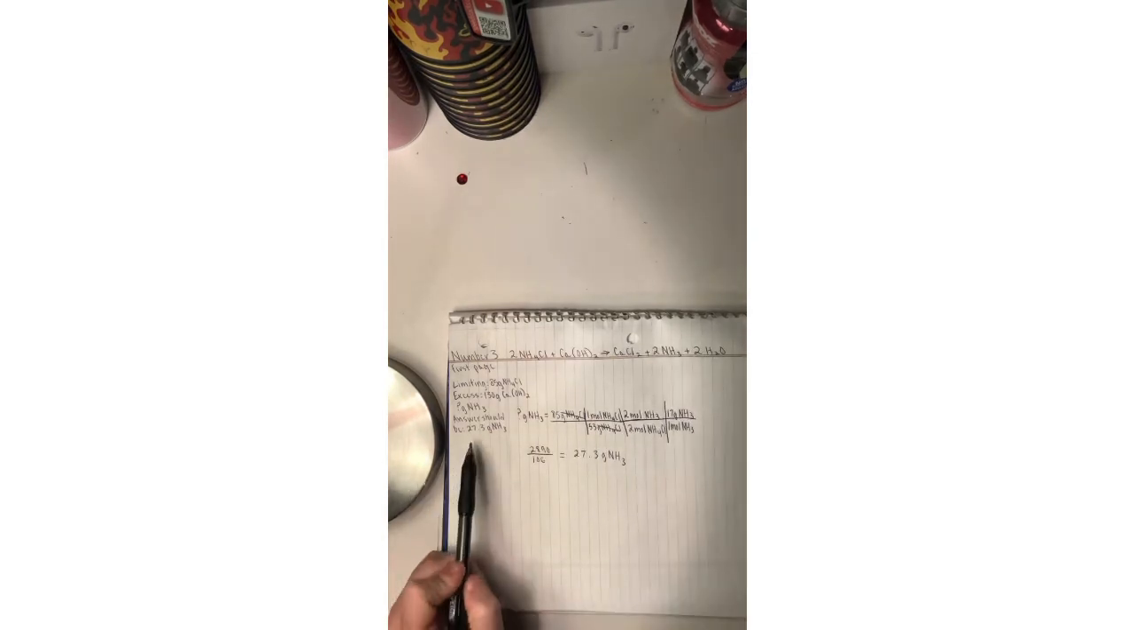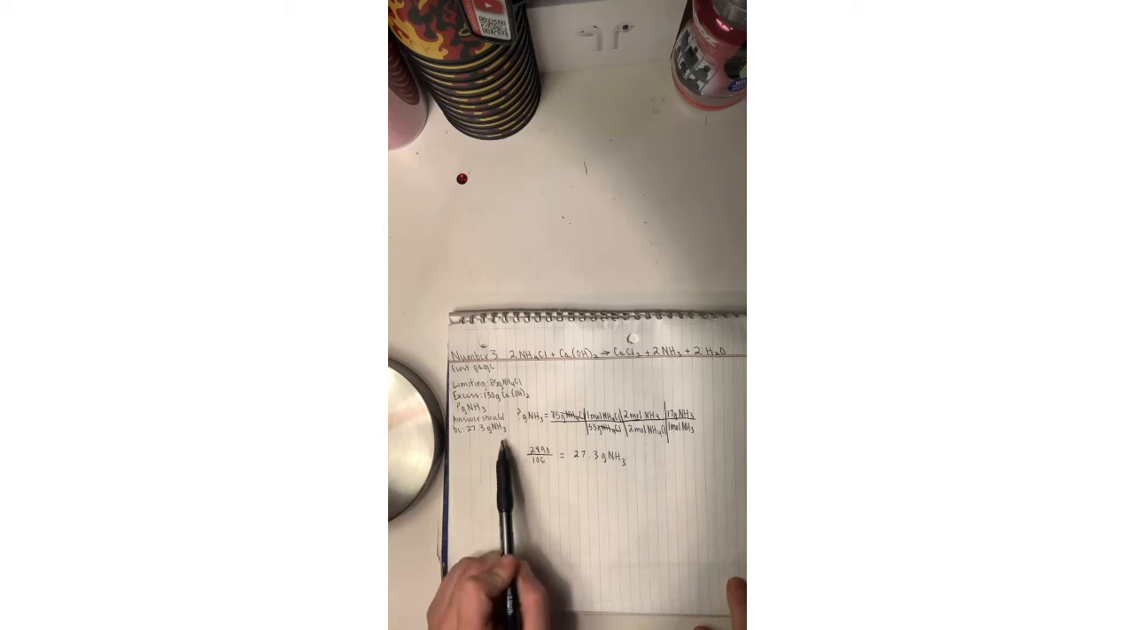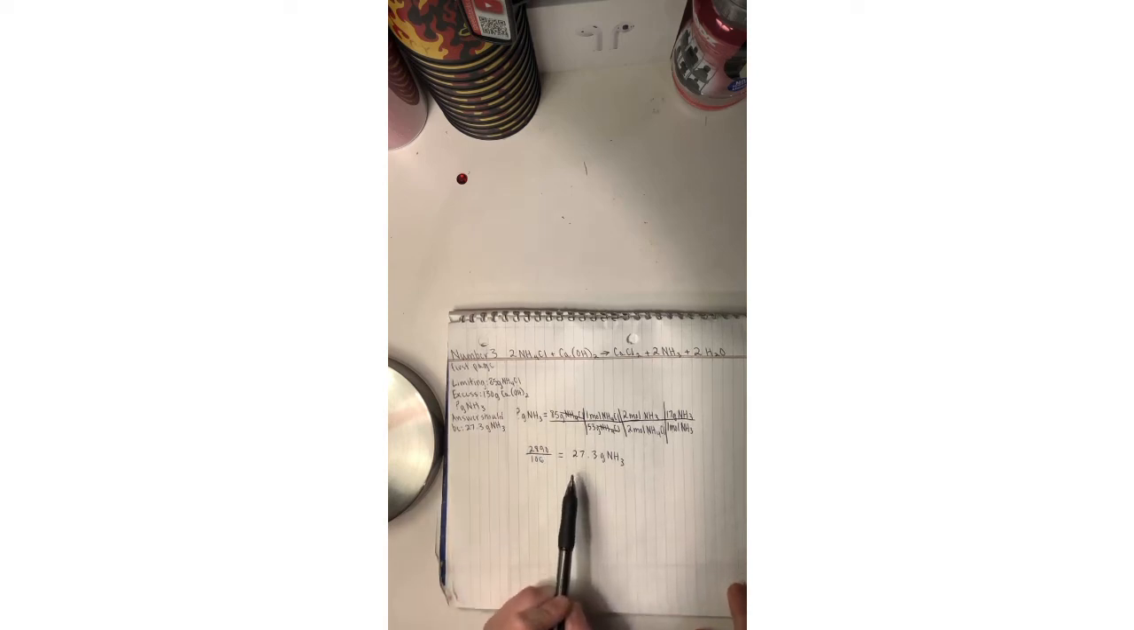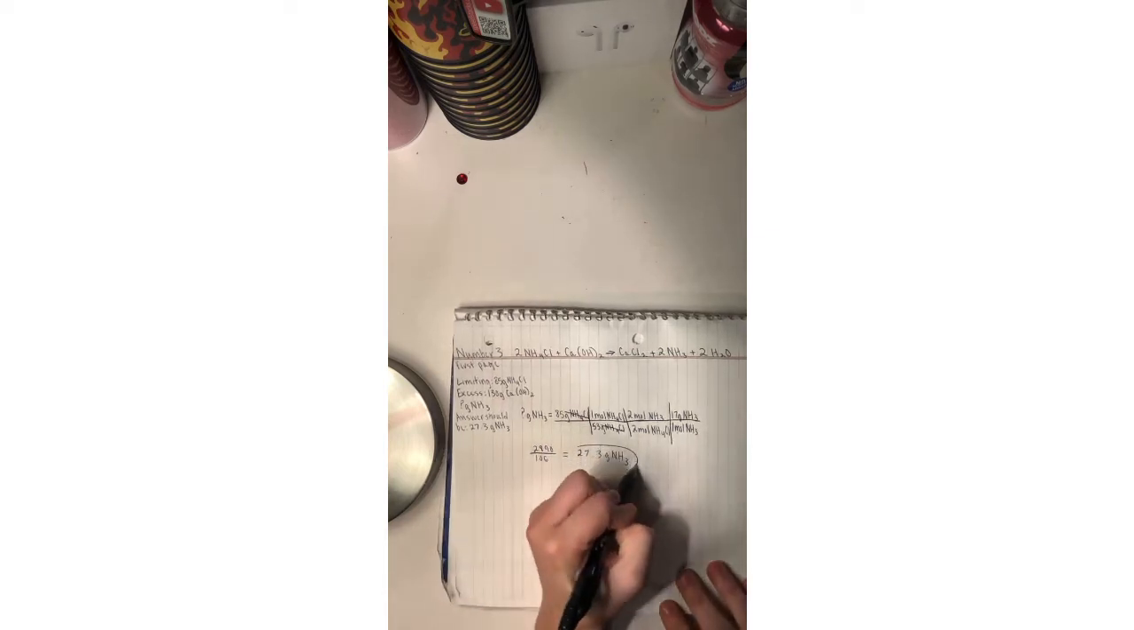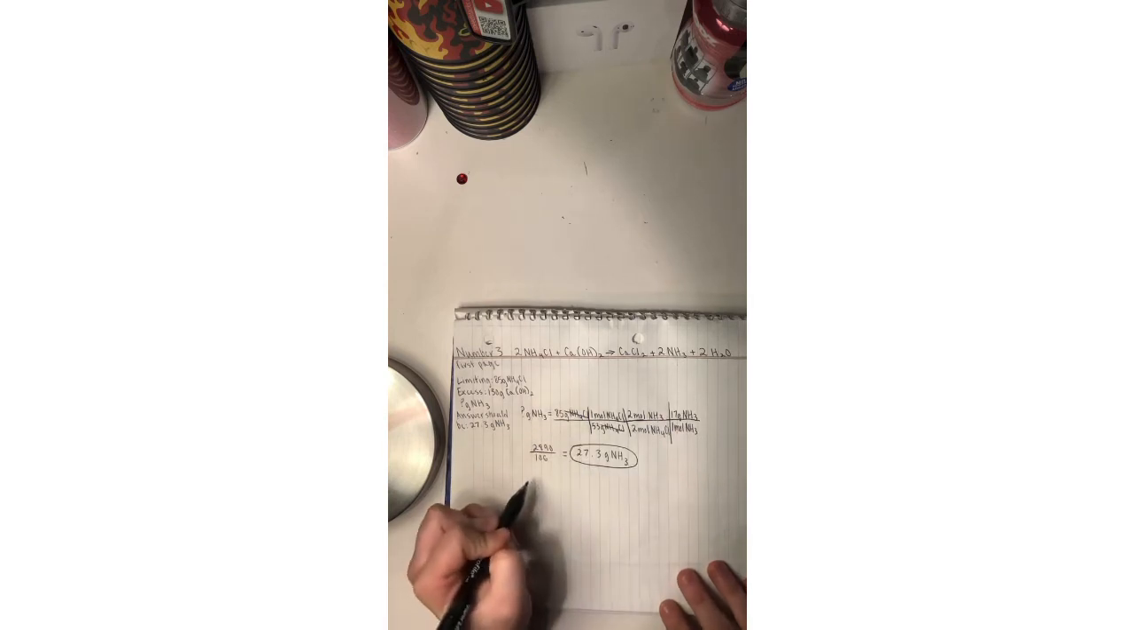Our answer on the problem says we should be looking for 27.3 grams of NH3, and that's what we got, which means our answer is checked correct. That is how you find the limiting reactant in this problem. Now on to the excess reactant.